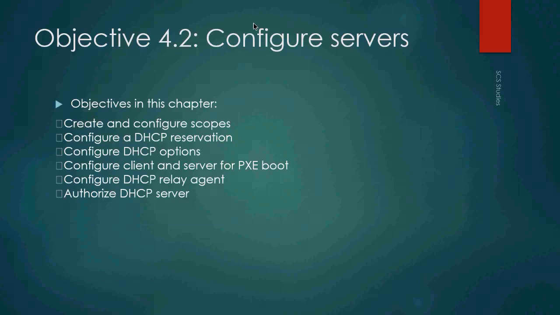Our objectives for today: we are going to learn about creating and configuring scopes, configuring a DHCP reservation, configuring DHCP options, configuring client and server for PXE boot, and configuring a DHCP relay agent. Also, we are going to understand what an authorized DHCP server is. So these are the points we are going to cover in today's session.